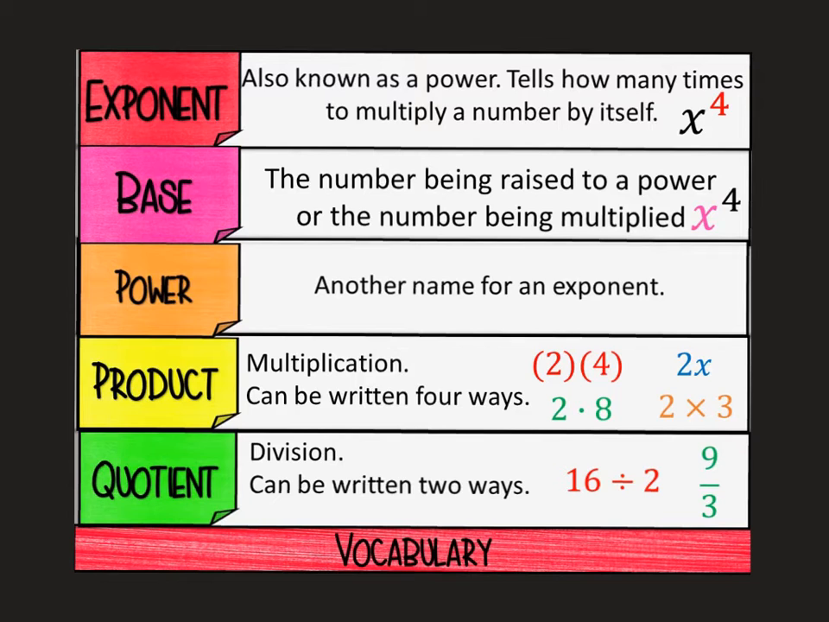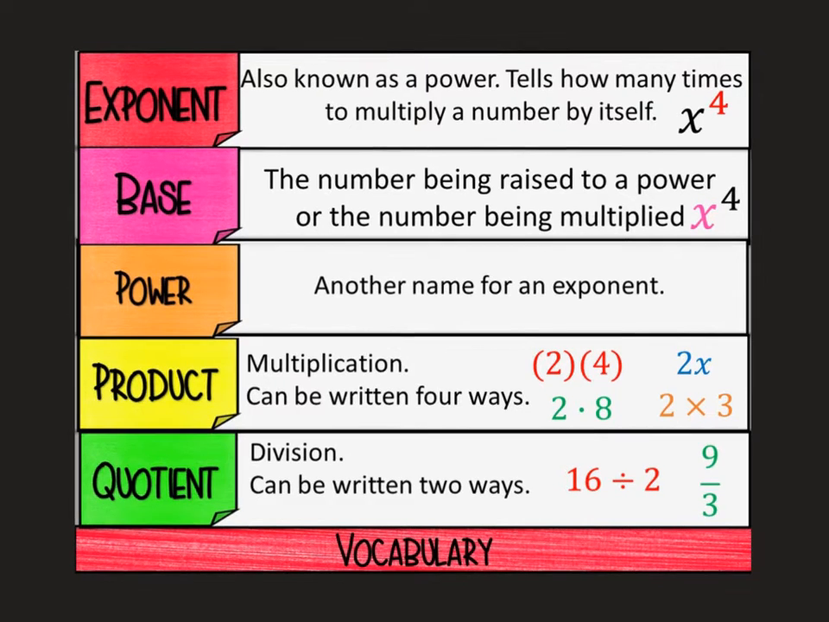So an exponent is also known as a power, and it tells us how many times to multiply a number by itself. So, for example, x to the fourth means x times x times x times x, so 4 times. The base is the number that's being raised to a power, or the number being multiplied. So the base for this example was x. Power is just another name for an exponent.